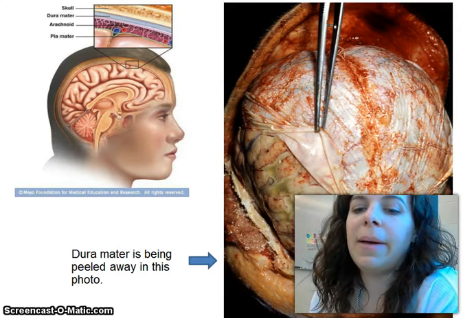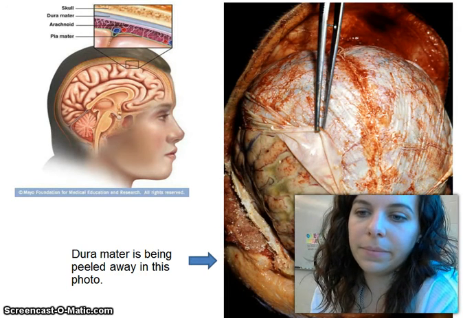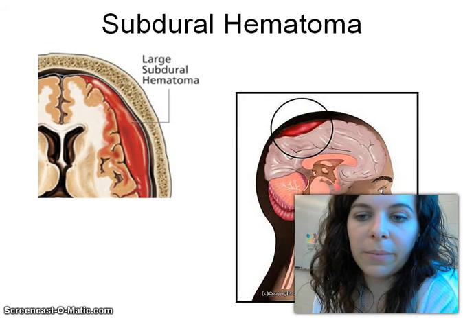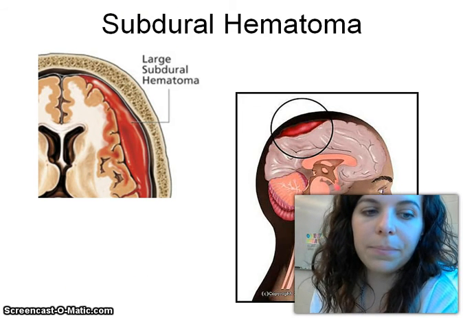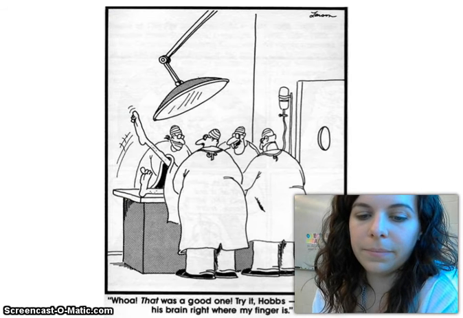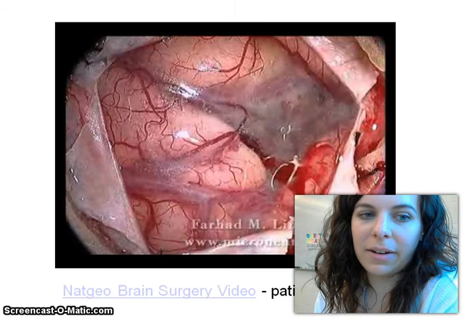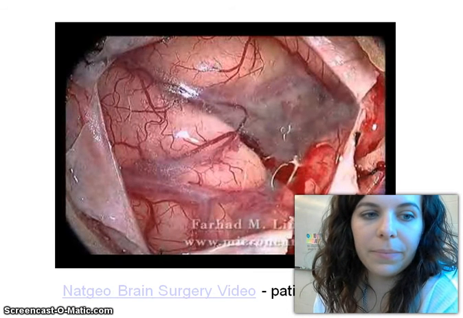In this image, the dura mater is being peeled away. And in this image, you can see a subdural hematoma, where it would be and how it would affect the brain. In this image, the dura mater has also been peeled away.